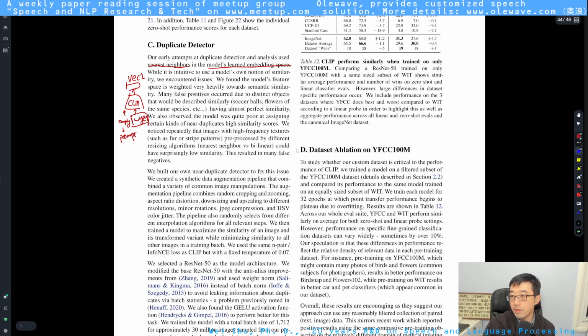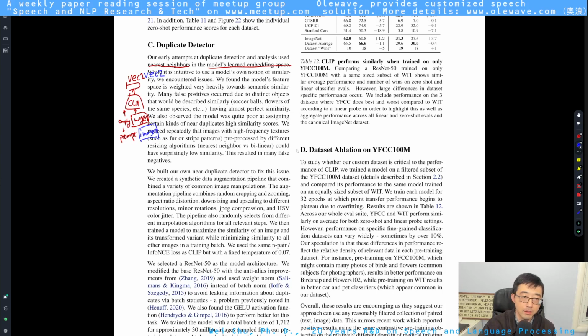Then you do the same thing, but replace image one with image two, and you get another vector, vector two. Then you compare these two vectors in the feature space, or the model-learned embedding space, to see whether they are close to each other. If they're very close, there might be a duplicate.